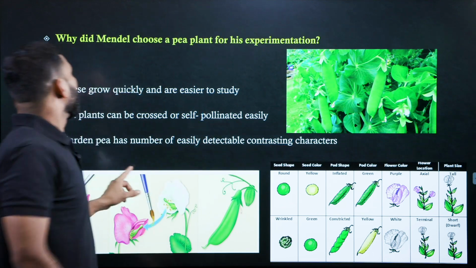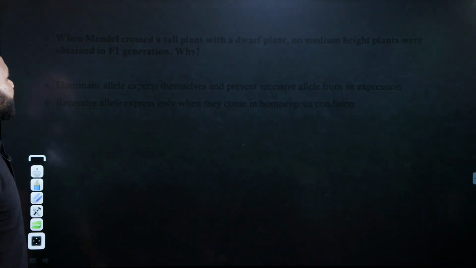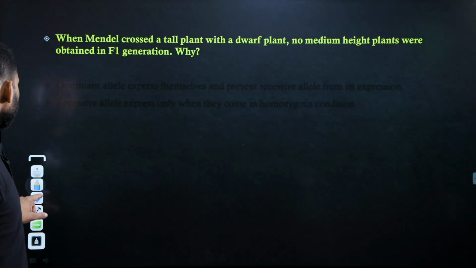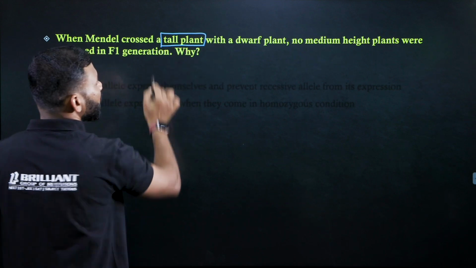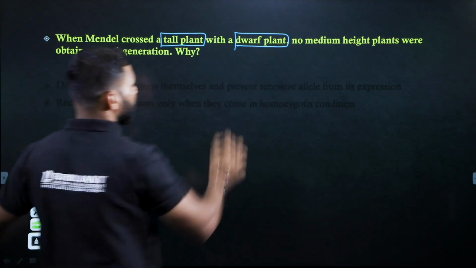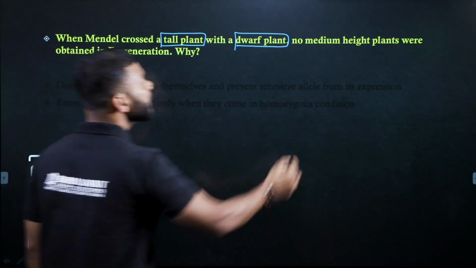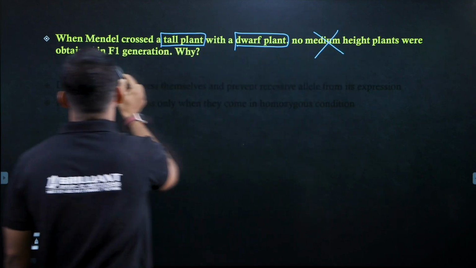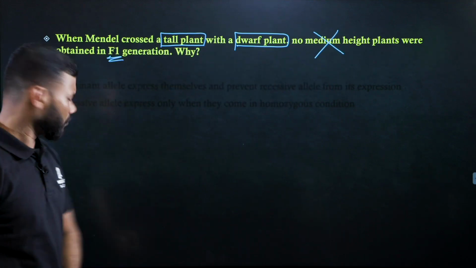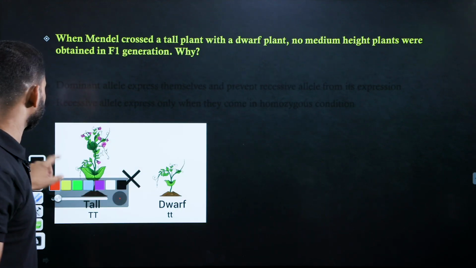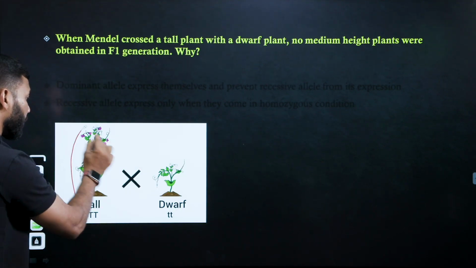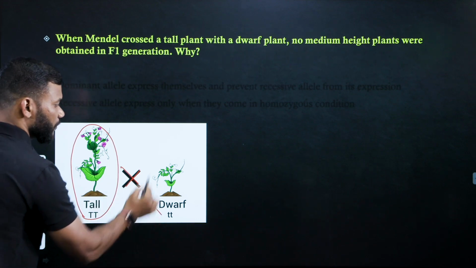Okay, let us go to the next question. Here, Mendel crossed a tall plant with a dwarf plant. Now, no medium-heighted plants were obtained in the F1. Look here: Mendel crossed a tall plant with a dwarf plant.